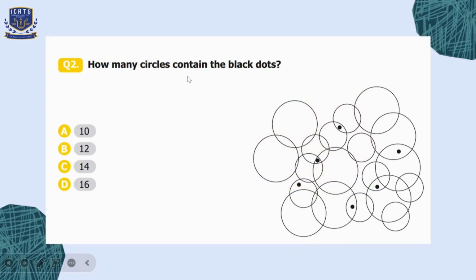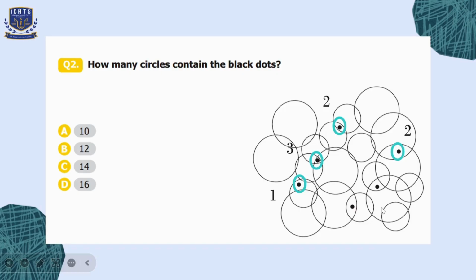Question number 2, how many circles contain the black dots? So we can see that our first dot is in the center of two circles. So I will write 2 here. Our second dot is in the center of three circles. So I will write 3 here. Our third dot is somewhere in only one circle. So I will write 1 here. Then let's move towards the next dot. It's a fourth dot and it is in the center of two circles. So I will write 2 here again.